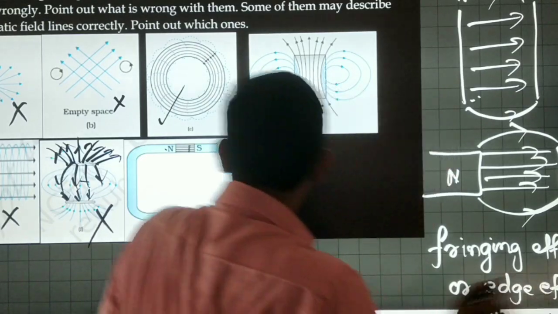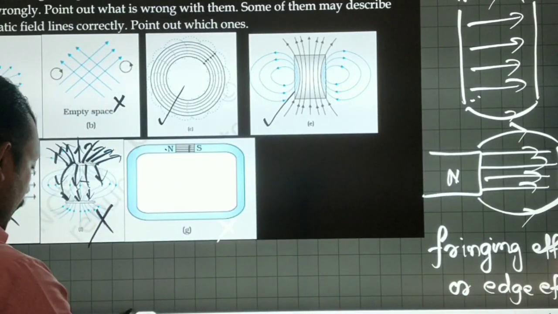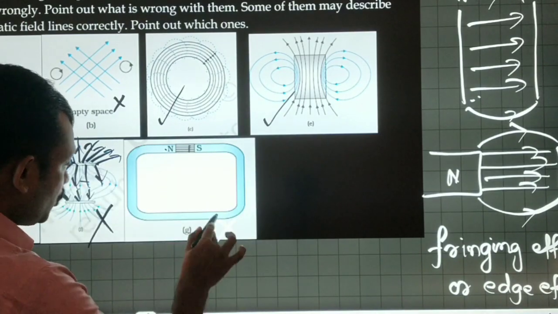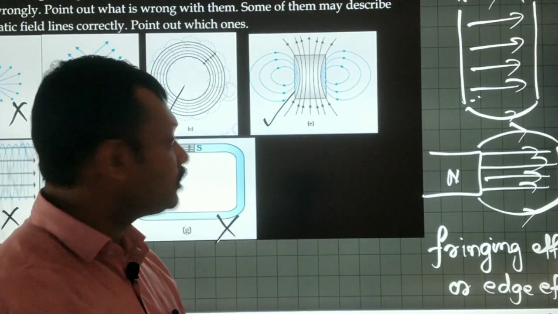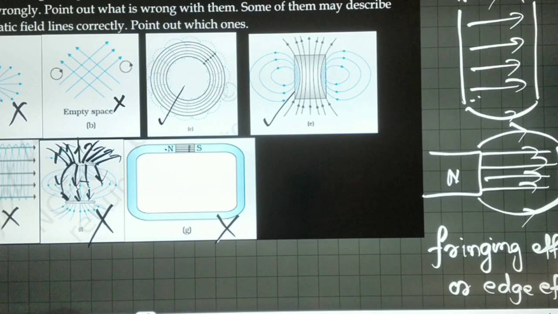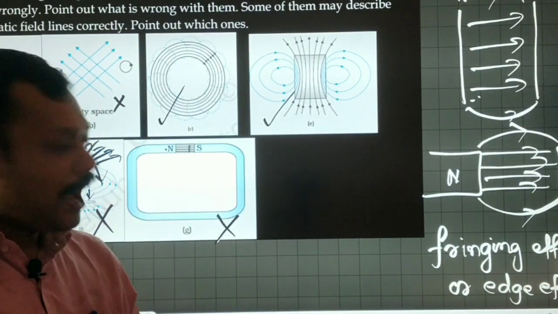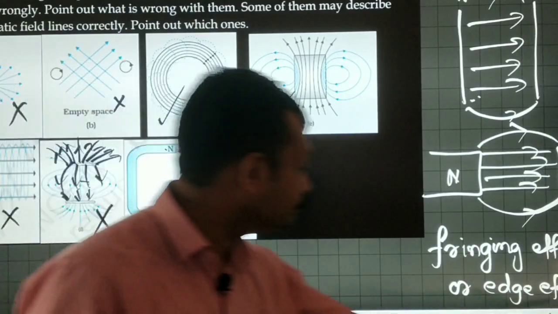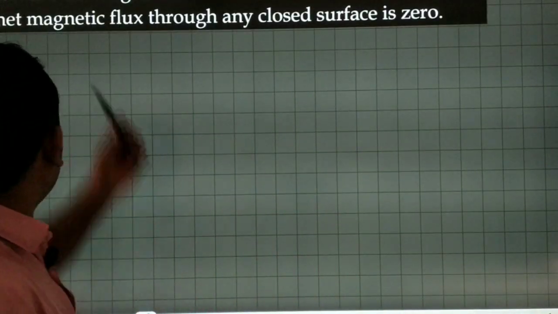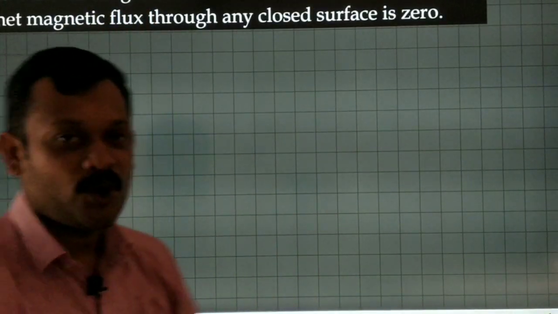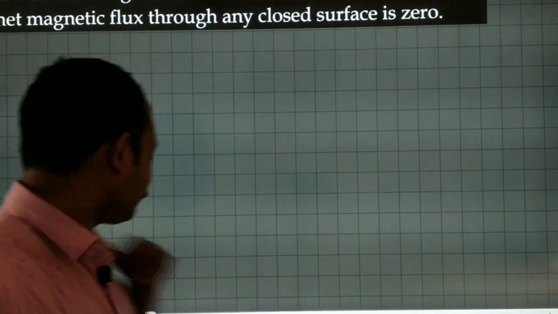Now let me tell you, this cannot represent the magnetic field lines. So this is wrong. Which means among the four, the ones which represent the magnetostatic field lines are C and E only. I hope this example is clear to you. Moving on to the next thing, that is Gauss's law for magnetism.